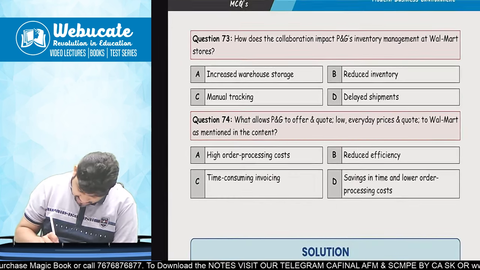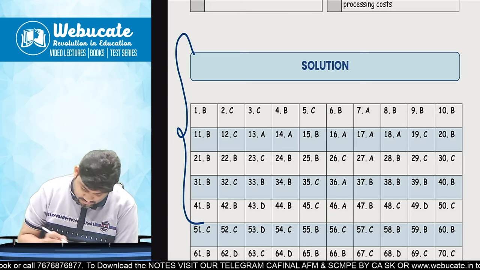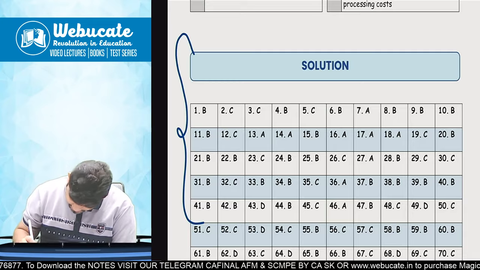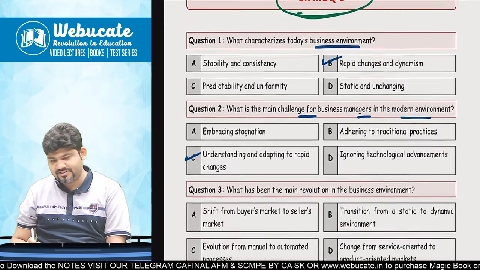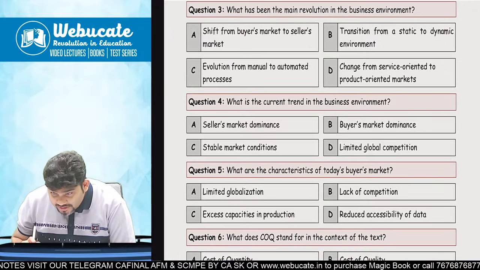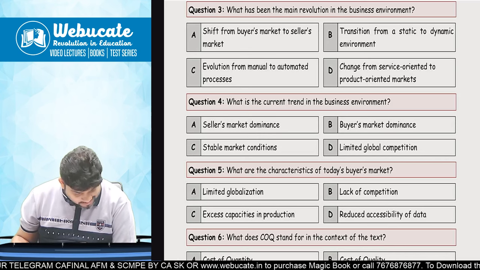See, this is the final solution at the end. Every solution is given. But again, two or three questions may be a bit here and there, and everything else will match. Okay. What has been the main revolution in the business environment? Tell me. Question number 3.